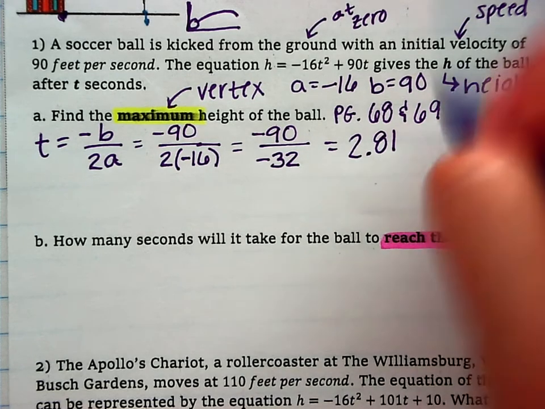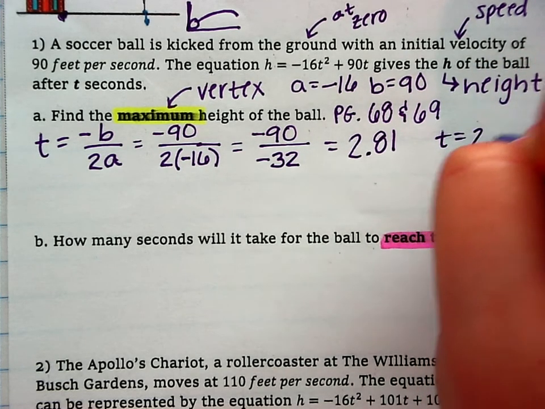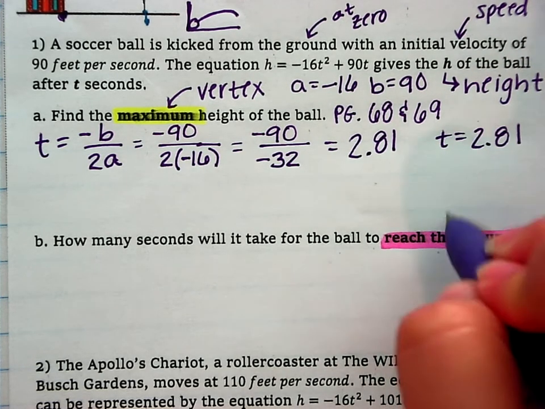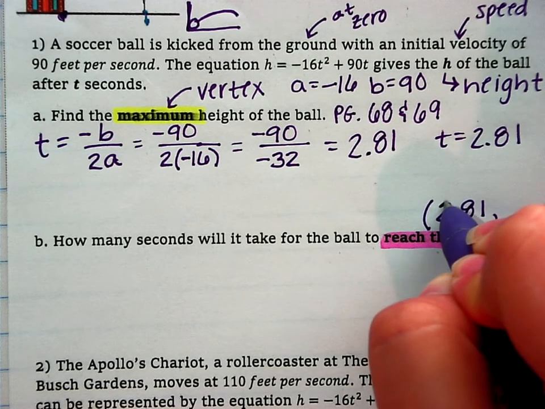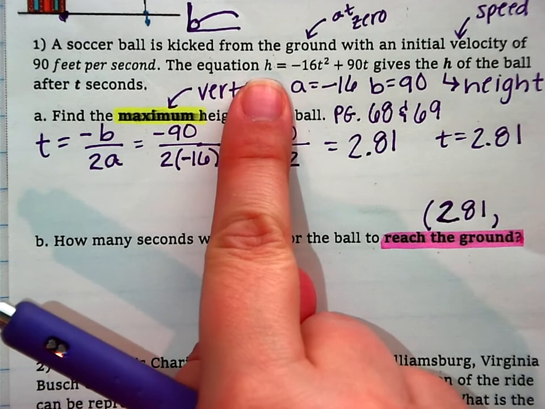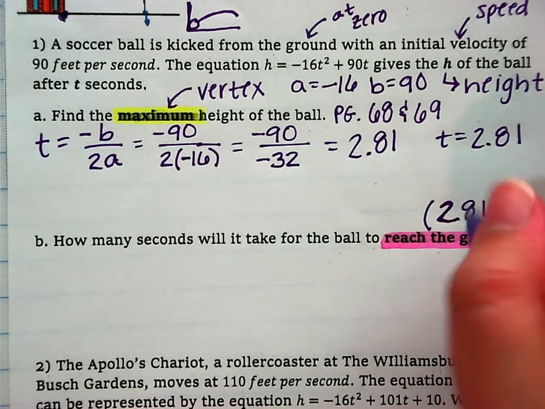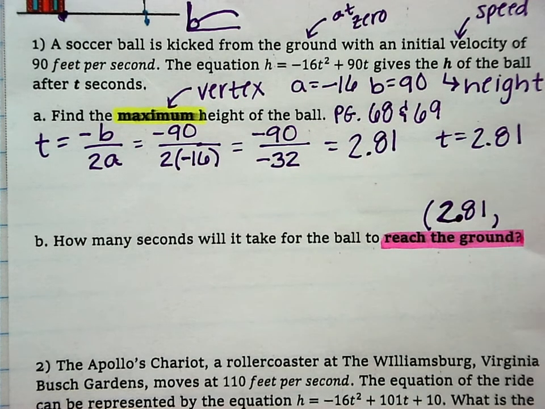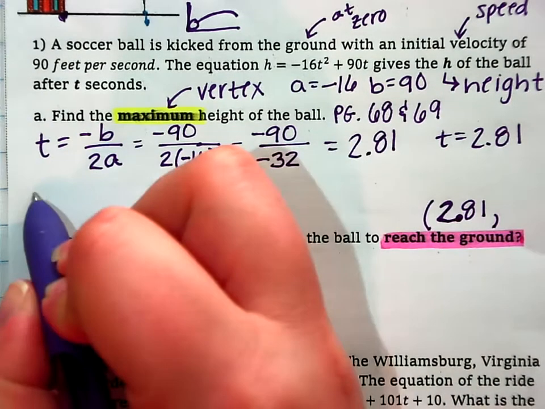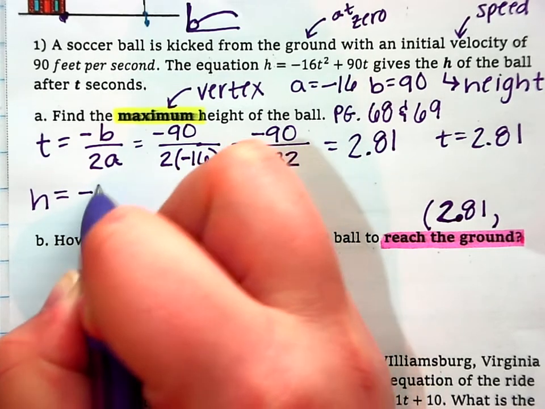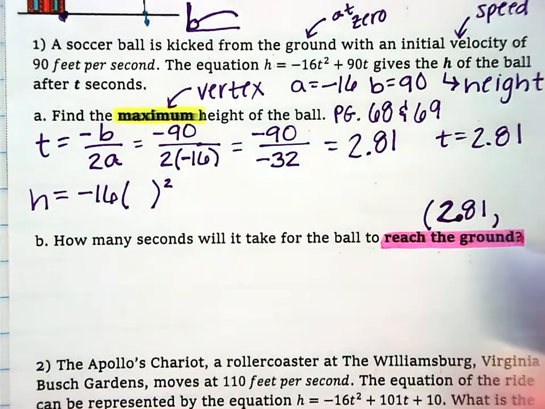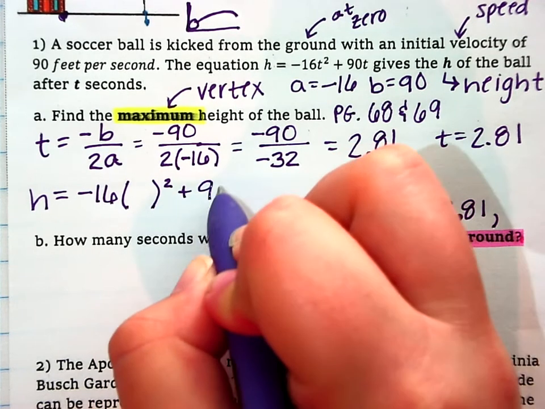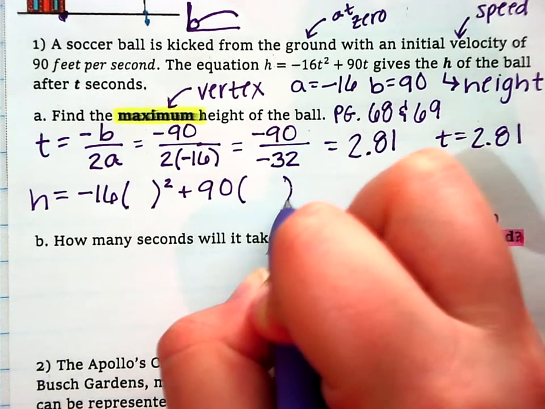So now that we know what T is equal to, we have half of the answer. Our answer is going to be the coordinate point 2.81, comma, whatever we get for H after we plug it in. Okay, so we're going to take our equation, -16, and we're going to take T out and plug in 2.81.